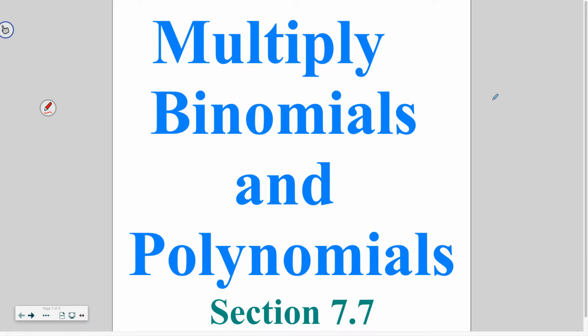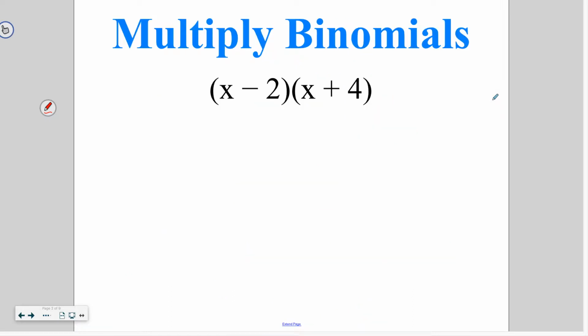Hello class and welcome to section 7.7, which is multiplying binomials and polynomials. So our goal today here is to be able to do this multiplication. When we do this, we're going to use a nice chart to help us set up and keep our information straight. So if you notice, we've got 2 pieces in this first term and 2 pieces in this second term.